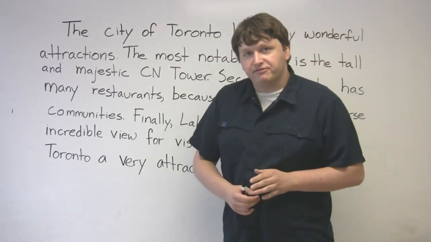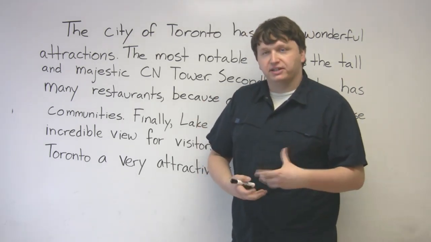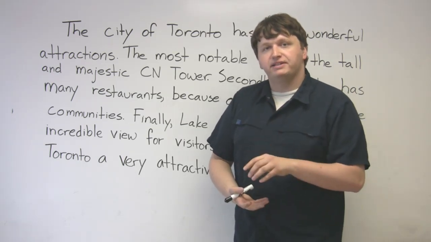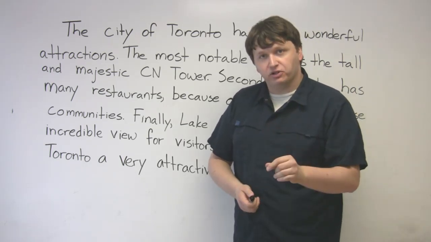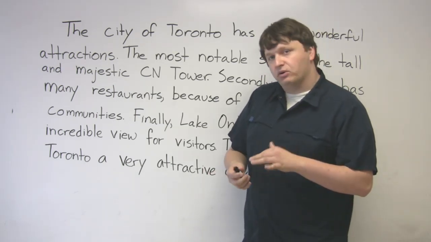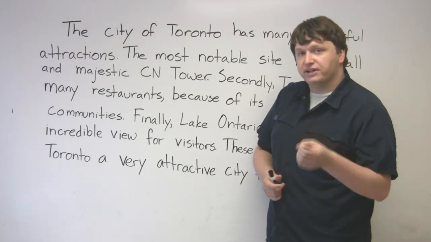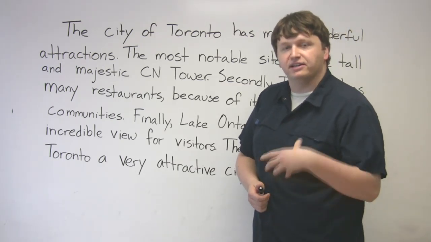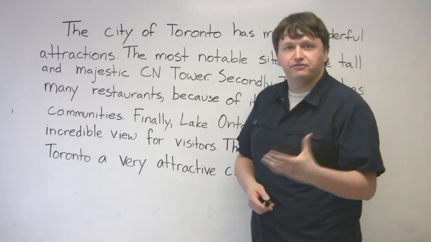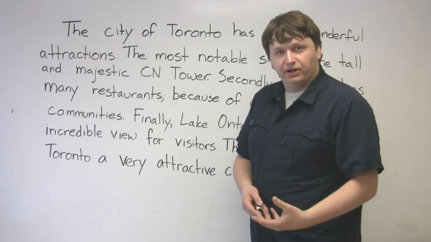As you can see from those sentences, we get more information about the topic. We get very solid, concrete details, and we get them in a specific order. I would say this is probably in order of importance. First, I want to focus on the CN Tower as being a major part of Toronto's attractions. Secondly, I want to focus on its food, its restaurants. And thirdly, more on its views, so Lake Ontario.